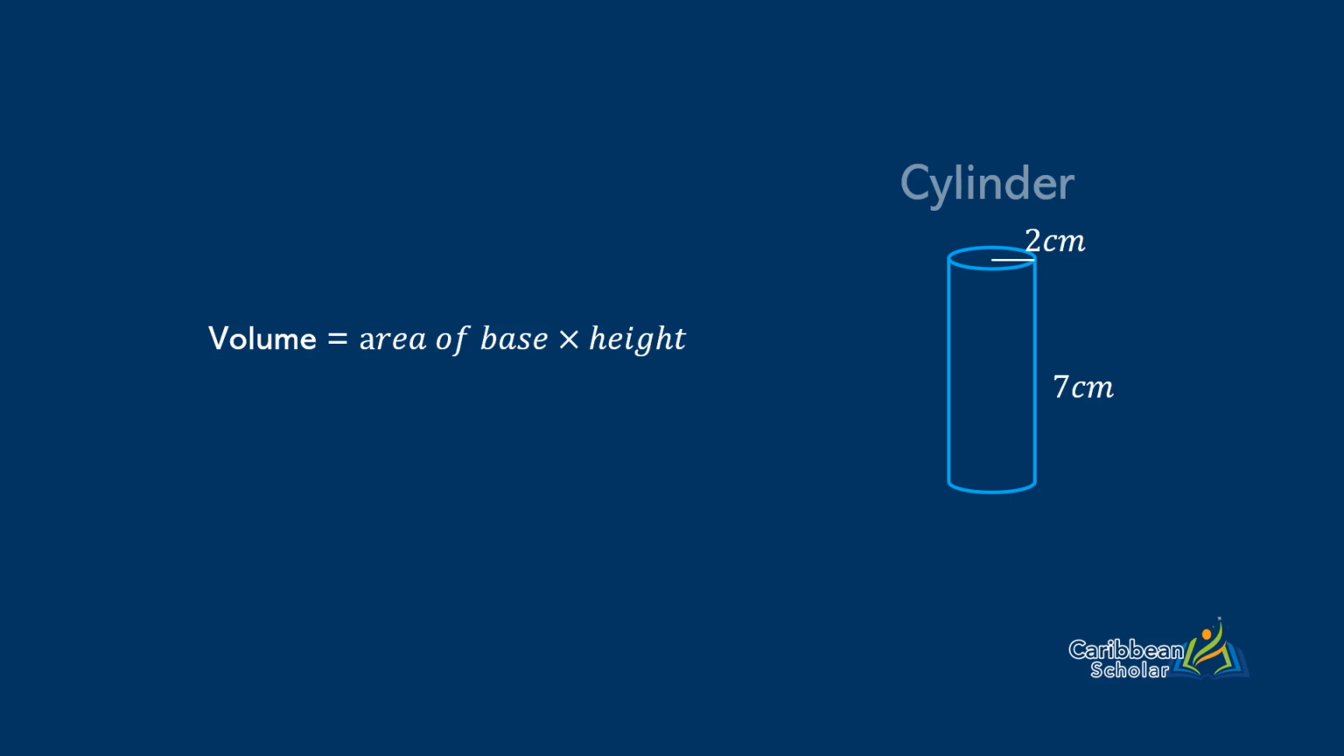to get our answer. So we have pi r squared times height, and this equals 3.14 times 2 squared times 7, which is 87.92 centimeters cubed.